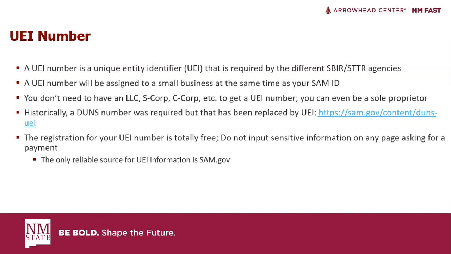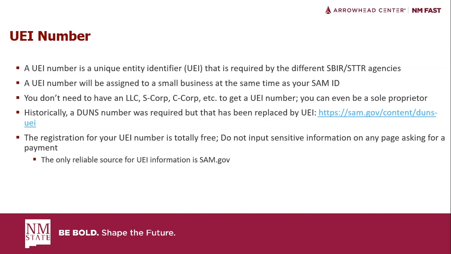A UEI number will be assigned to small businesses at the same time as your SAM ID. If you are going through SAM registration for the first time, you will also register for UEI. If you have a SAM registration already in place, you will be able to log into SAM.gov and click Update or Get a UEI number.